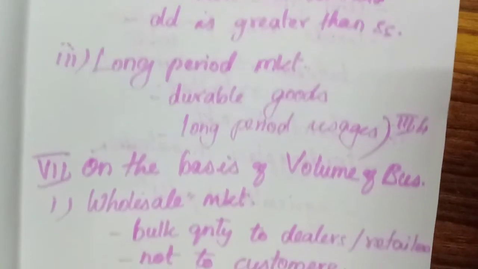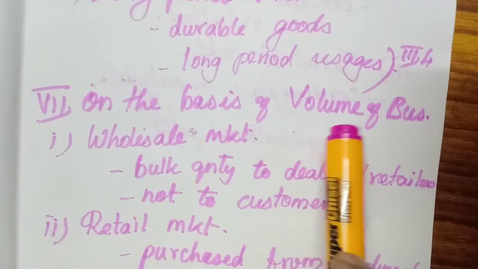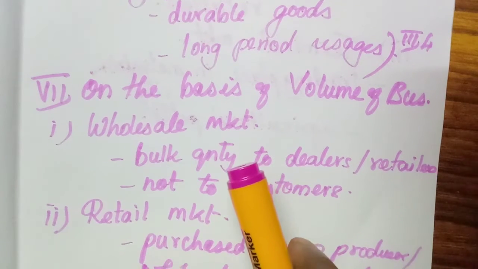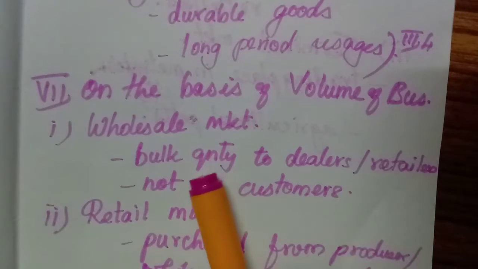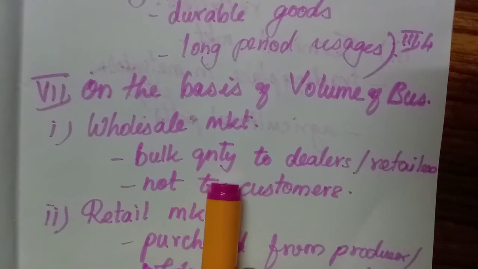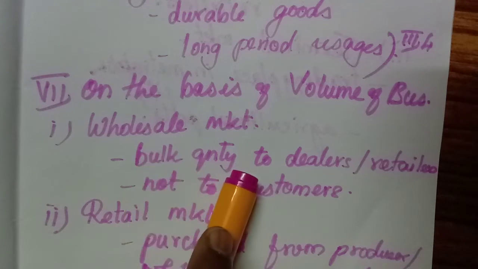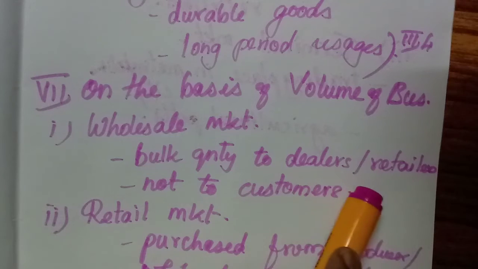Now let us see the next classification, on the basis of volume of business. The quantity of things that they purchase and sell. If it is in bulk quantity, it is called a wholesale market. Goods are bought and sold in bulk quantity. We can say the wholesale market sells to the retailers or the dealers.